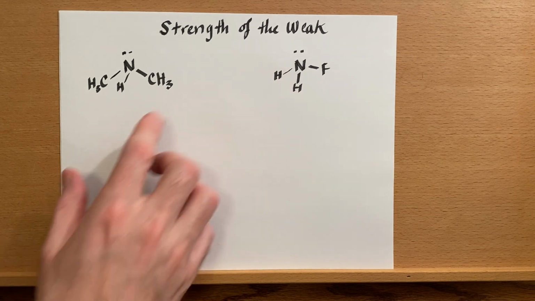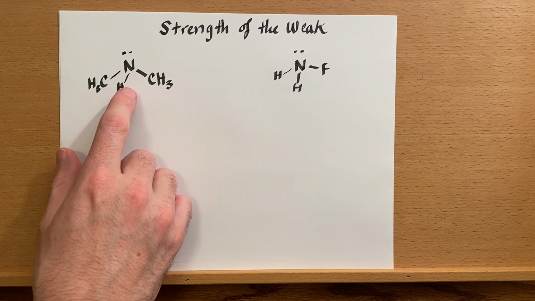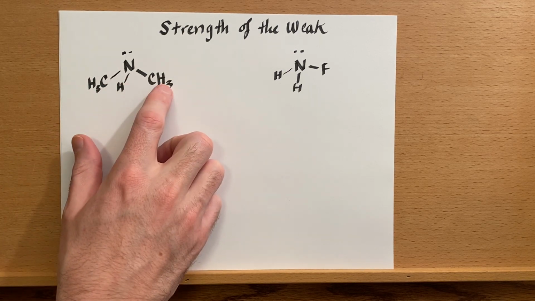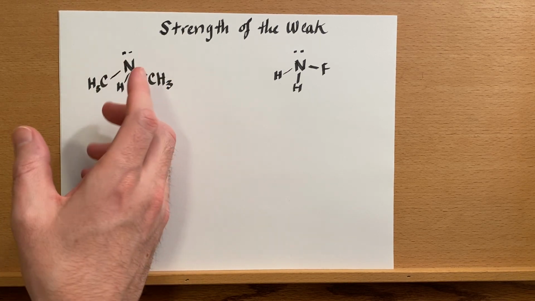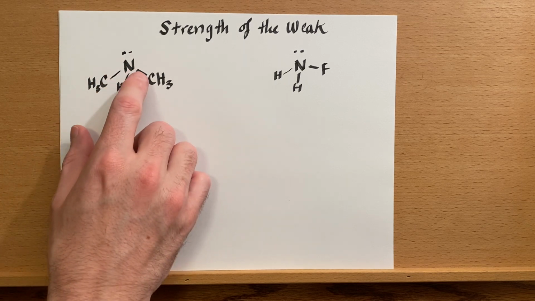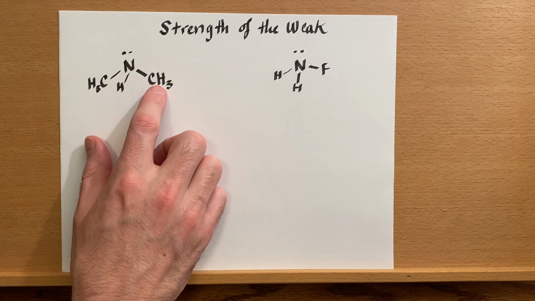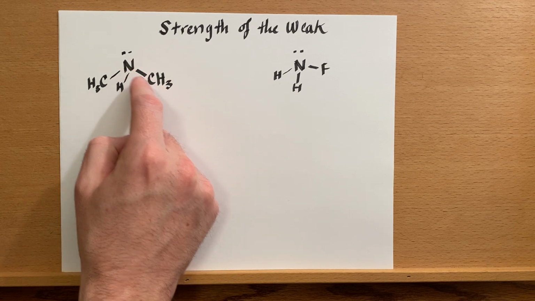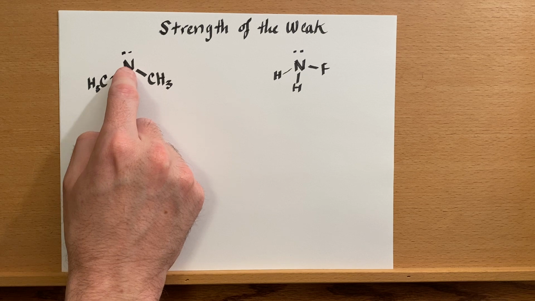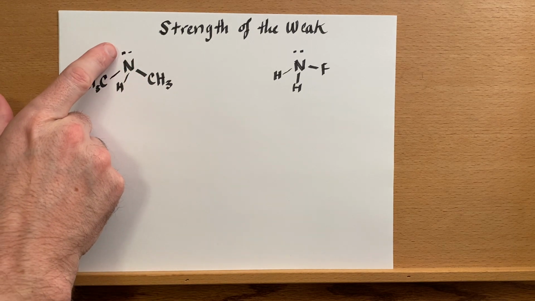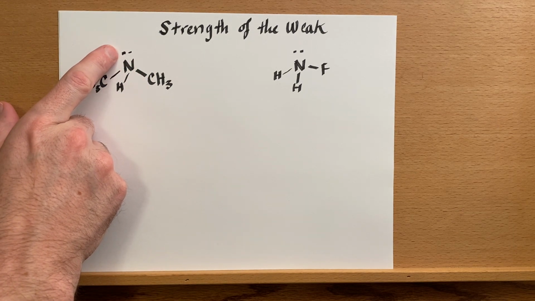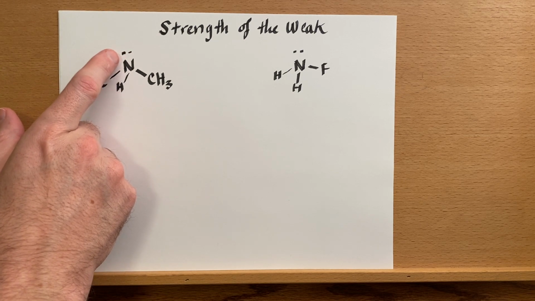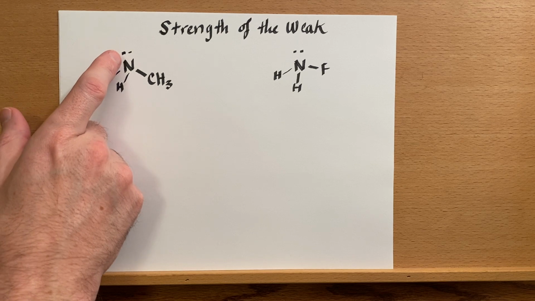Now, in the case of dimethylamine, which is the name of this because there's two methyl groups and it's a nitrogen-based compound, so an amine, these are electron donating groups. So these feed electron density into the nitrogen. That will allow this electron pair to be more available to an acid that would come by to react with it.